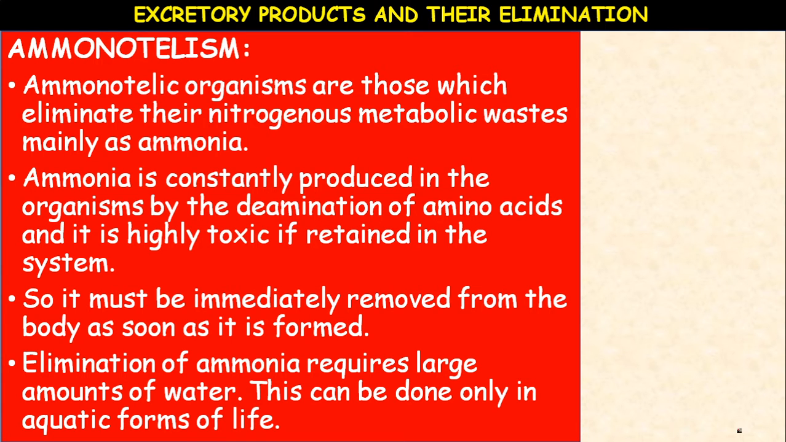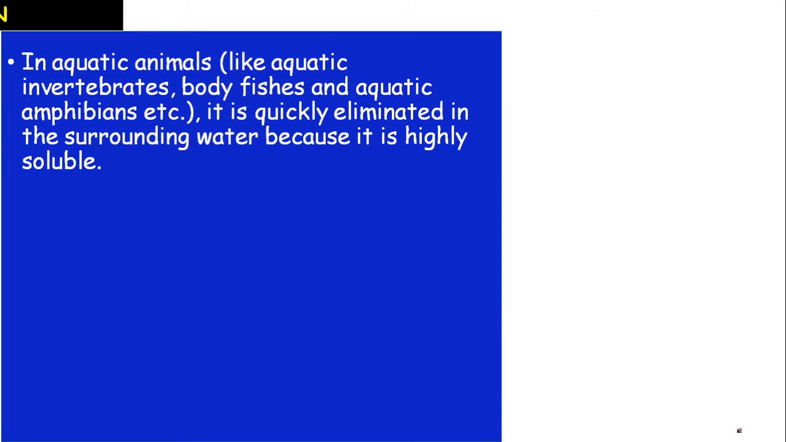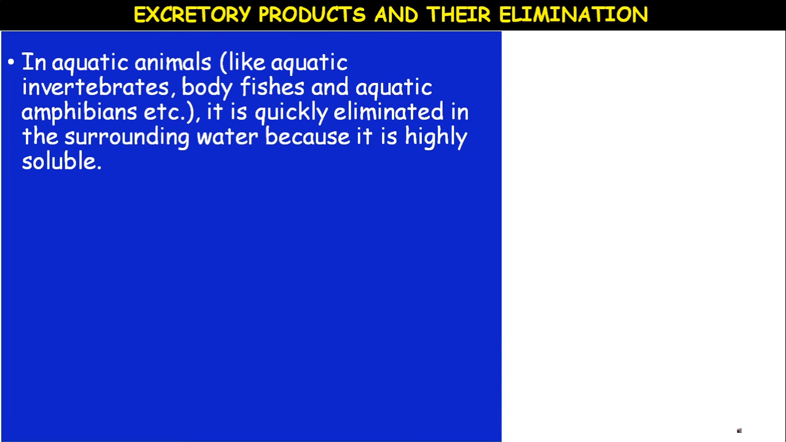Okay, that's the reason why most of the aquatic animals like fishes, tadpole, larvae, produce ammonia as their excretory products, as they are living in the aquatic medium, water. Okay, fish is a good example of ammonotelism. In aquatic animals, like aquatic invertebrates, bony fishes, and aquatic amphibians, ammonia is quickly eliminated in the surrounding water because it is highly soluble in water.